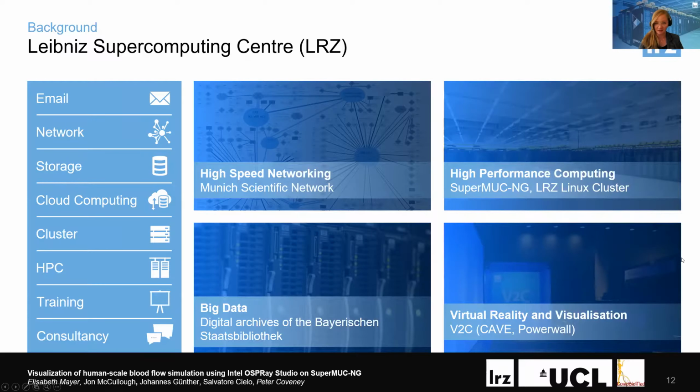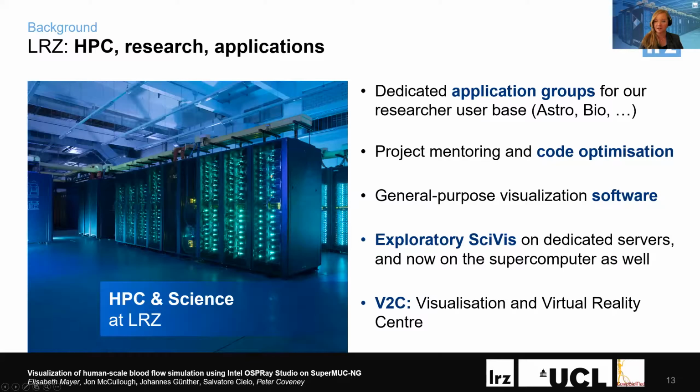However, our HPC resources are focused on certain application groups such as astrophysics, biophysics, and geophysics. These application groups closely monitor projects and offer code optimization. Our HPC resources also offer general purpose visualization software. So I'm talking about Visit and ParaView. We encourage exploratory science visualization, not only on our servers, but also on our supercomputer as well. And last but not least, we also have the V2C, which I will get into detail later.